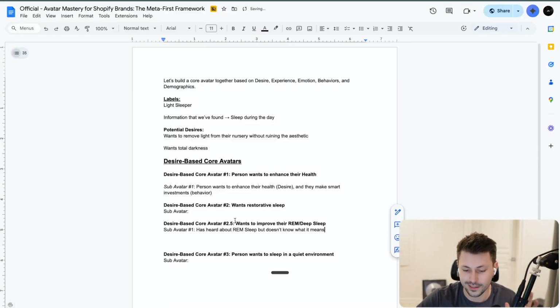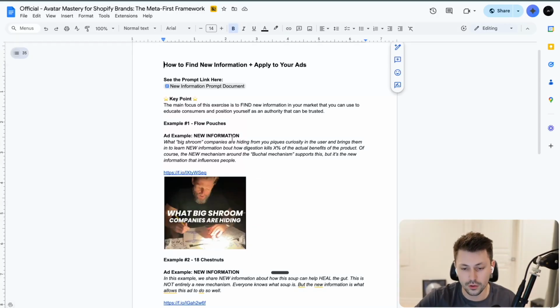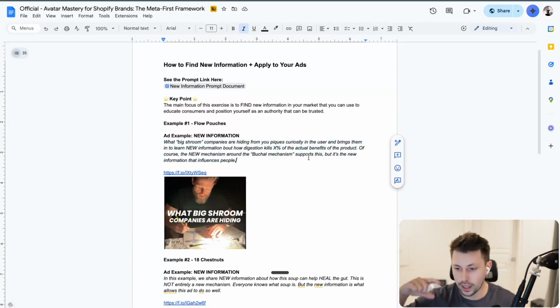The point of this is, if someone wants to improve their REM or deep sleep, they probably know what it is. But here's what I'm saying: if someone doesn't truly understand it, you could use new information to help them actually understand what it really means. Where it's like, most people think REM sleep means this, and you're doing this to improve it, right? And so here's what we can do, right?